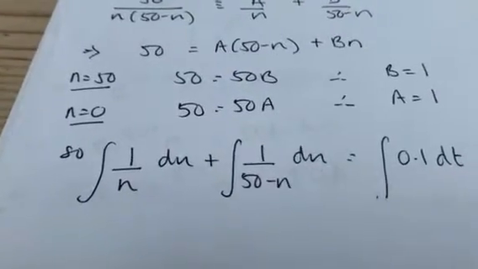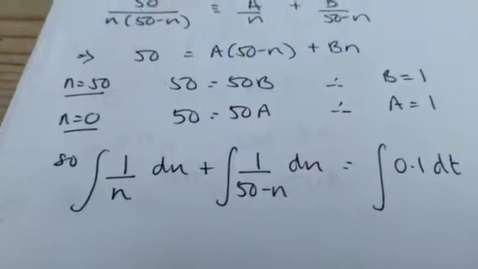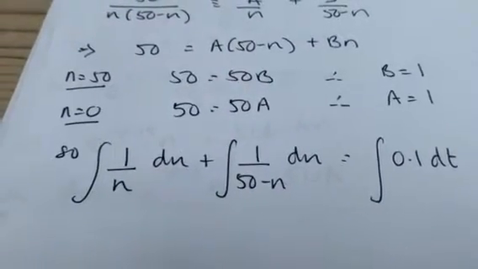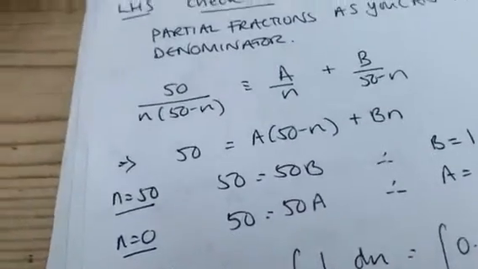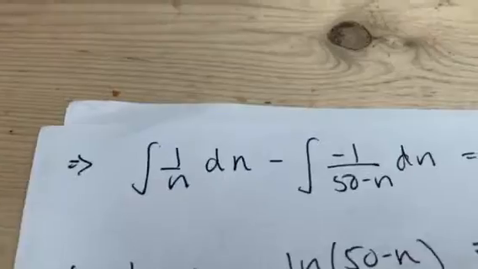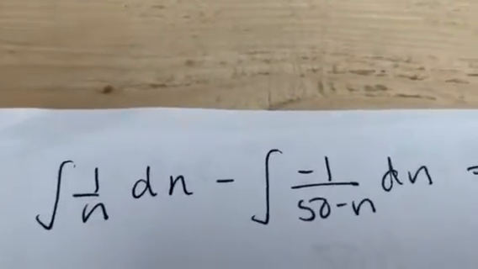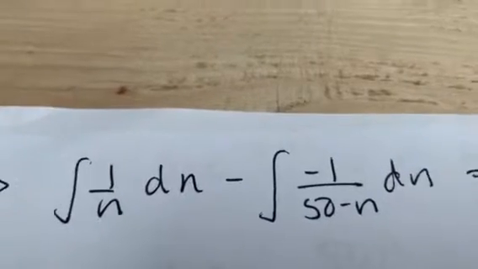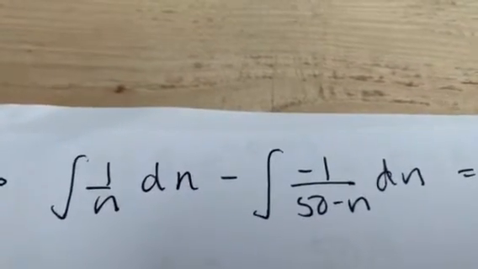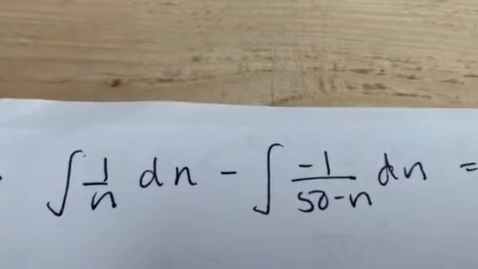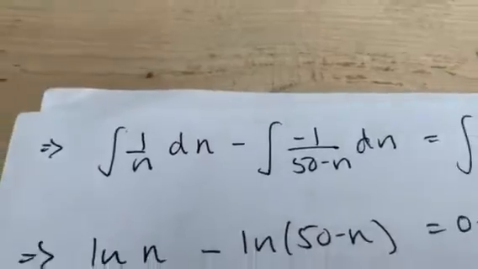Now I've split it up into 2 separate integrals just because I find that easier to be able to integrate the 1 over 50 minus n. So I'm going to rewrite my integral of 1 over 50 minus n. I know that's in the form where the derivative of the denominator is the numerator, so I make that numerator -1, and of course to do that it becomes a takeaway for the integral.